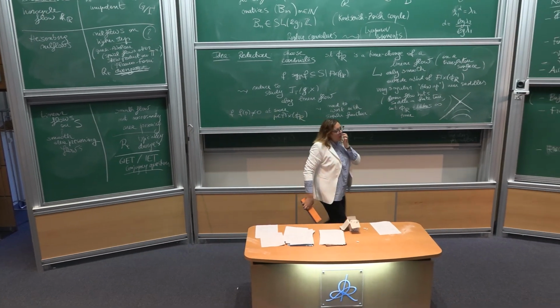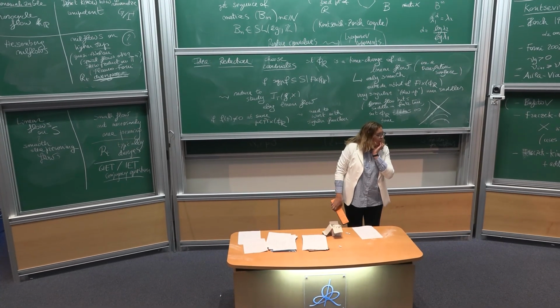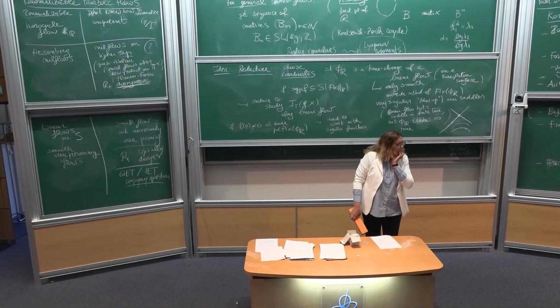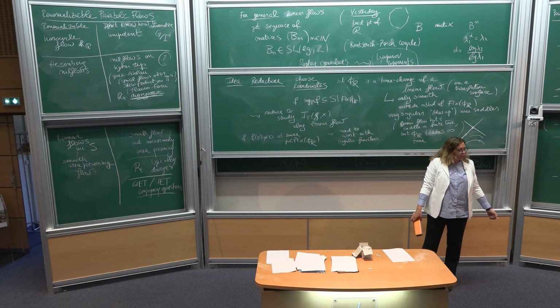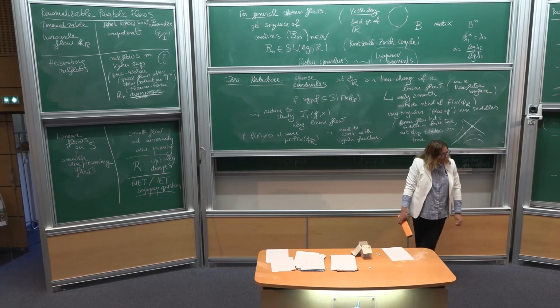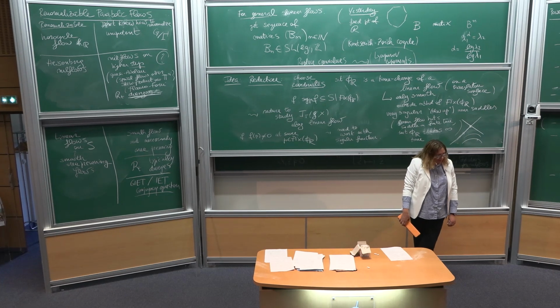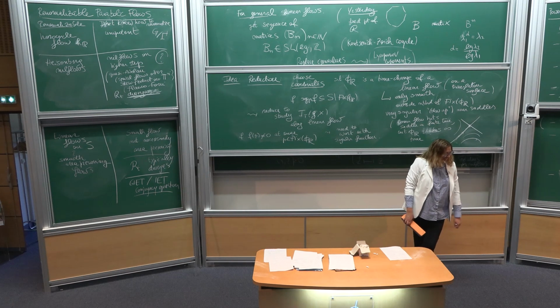Question: mimicking the stuff from above, what if one were to look at a smooth flow in higher dimension, which preserves a symplectic form? That I don't know what to say. It's a good question, but I cannot tell you anything.